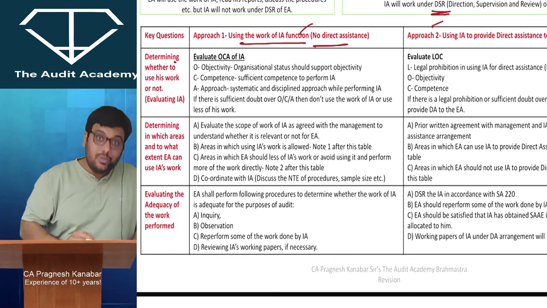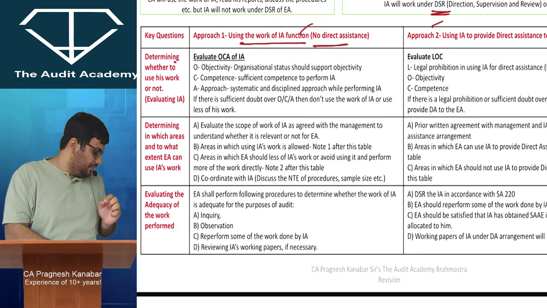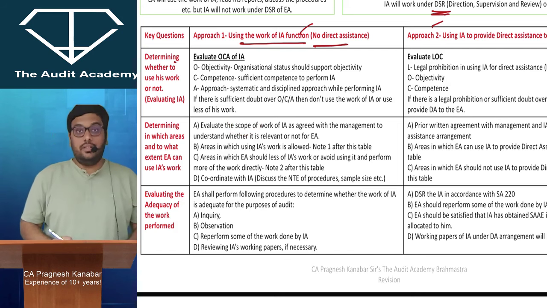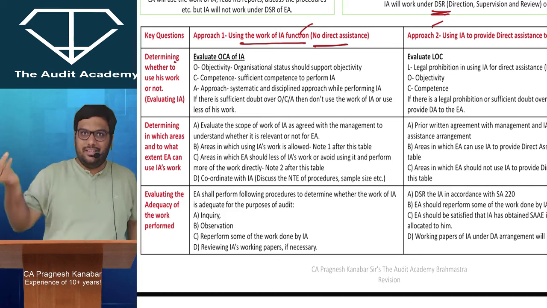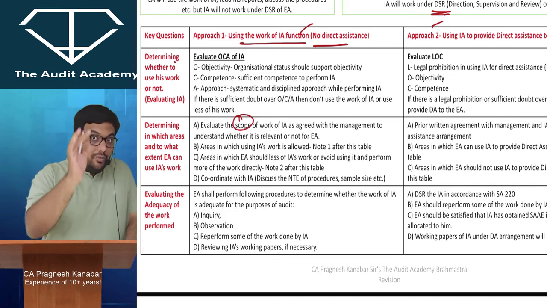So I'll have to see the scope. I repeat, I'll have to see the scope. Look at the very first point, the scope of the work, of internal auditor. If the scope is relevant, then I can do something. Because I'm not able to decide the scope. It is decided by the management. I hope you're understanding this logically. All right. Now listen to me very, very carefully.